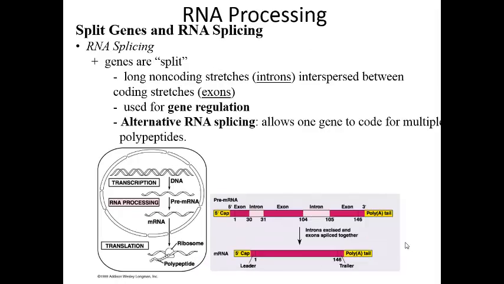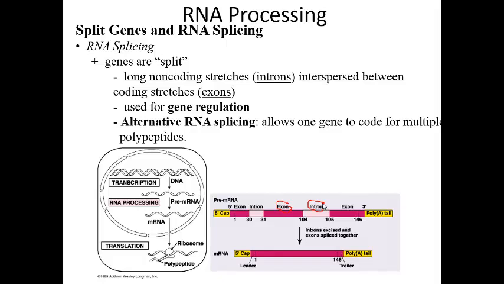Before the messenger RNA can leave the nucleus, it also needs to go through a process called RNA splicing. If you look inside the messenger RNA, there are actual coding regions and non-coding regions of the messenger RNA. The coding regions are called exons. The non-coding regions are called introns. The introns are going to be cut out, and the exons are going to be spliced together before the messenger RNA can leave the nucleus.